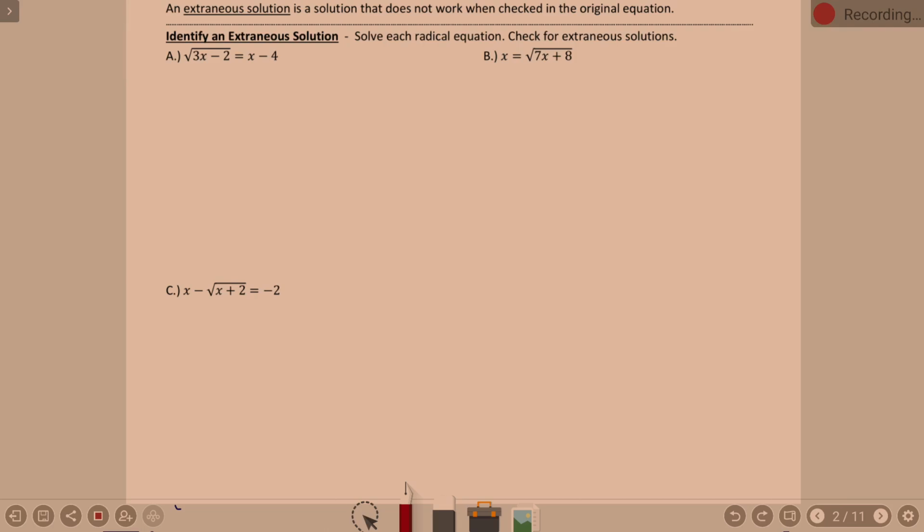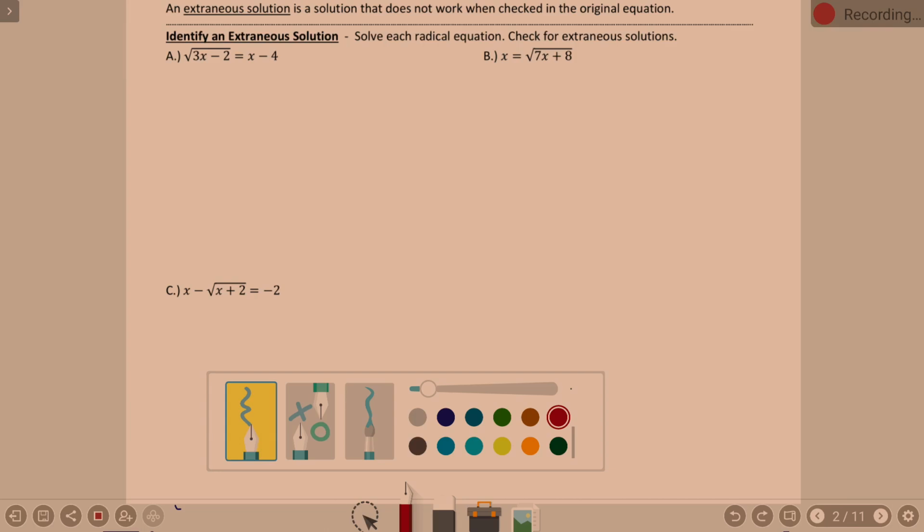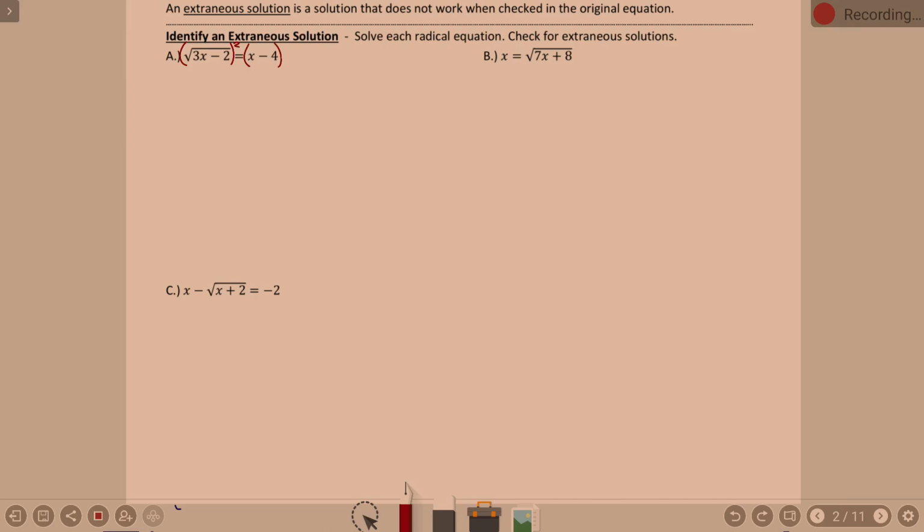Square root of 3x minus 2 equals x minus 4. What's step 1? Square root is all right by itself, yes. So if the square root is all right by itself, we're going to go ahead and square both sides. Well, on the left, the square root of 3x minus 2 squared gives me what? 3x minus 2. What about on the right? What is x minus 4 squared?